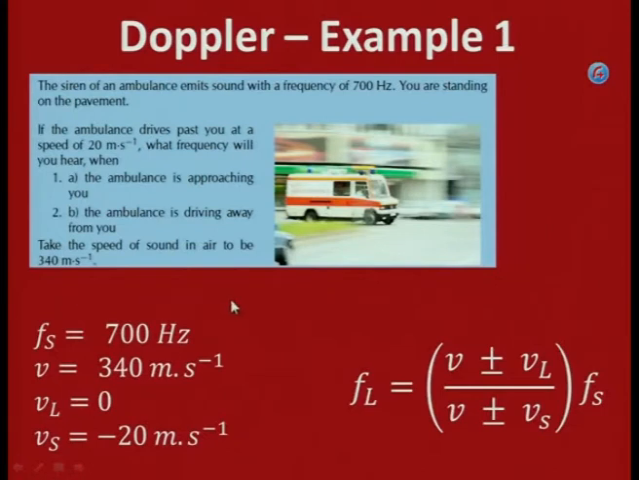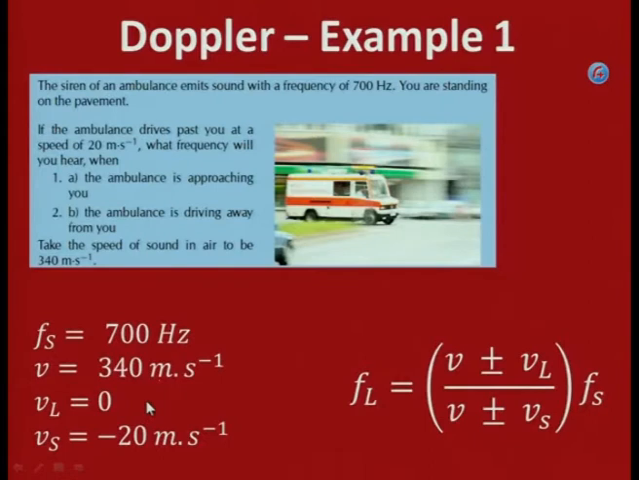Okay, the first thing you do is you take what is given in the question and you write it down. First, they give you the frequency of the ambulance siren is 700 hertz. So Fs is 700 hertz. V is the speed of the wave. The speed of sound is 340 meters per second.